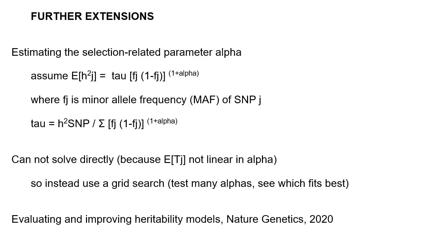The first is a method for estimating the selection-related parameter alpha. We assume a heritability model of this form, where the expected contribution of SNP-j is a function of fj, its minor allele frequency, to the power of 1 plus alpha. So here alpha determines the expected relationship between effect sizes and minor allele frequency. If alpha is greater than 0, it means that more common SNPs tend to have bigger effect sizes, and vice versa. Now this model is fairly complicated, so we cannot solve directly for alpha, but instead we use a grid search. We test a range of alphas between alpha minus 1 and alpha 0.5 and see which version fits best.